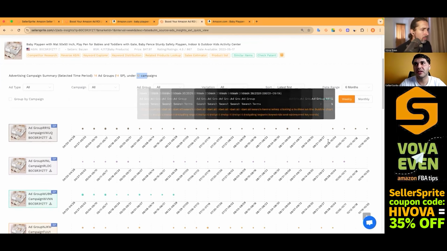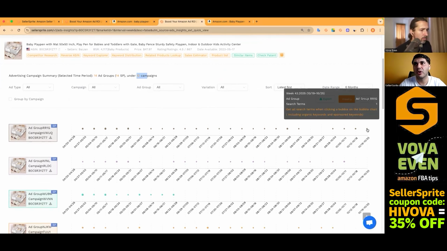We see these small dots. These dots indicate search terms, like this one, this one, this one. These are the weeks: the last week, the previous week, and the other weeks. So how do we approach and analyze this data?